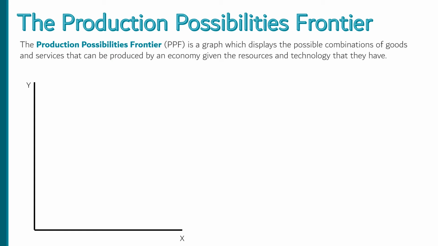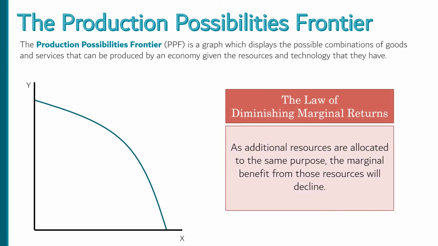Typically, when we draw the PPF, we draw it as a curve and not as a straight line like we did for our time. The trade-off between working and leisure time is constant. 1 hour of leisure means 1 less hour of work and vice versa. But not all trade-offs are constant like that. Instead, when it comes to production, we usually face the law of diminishing marginal returns, which is that as additional resources are allocated to the same purpose, the marginal benefit of those resources will decline.